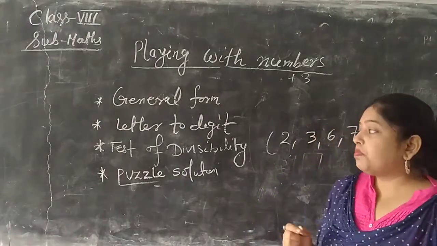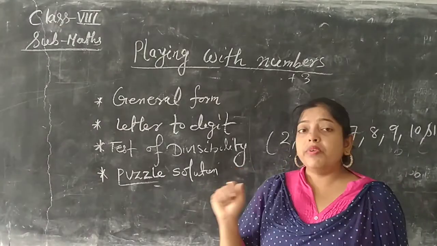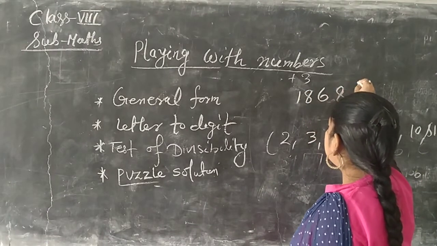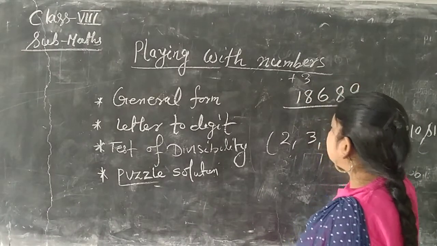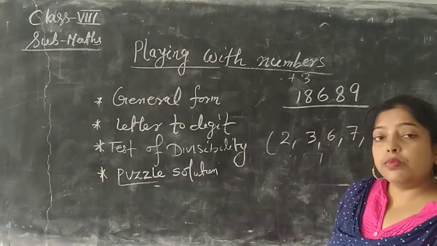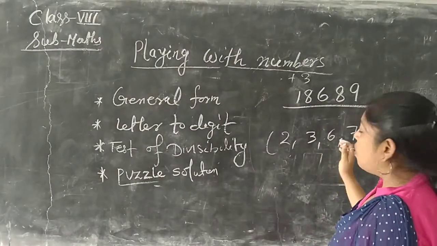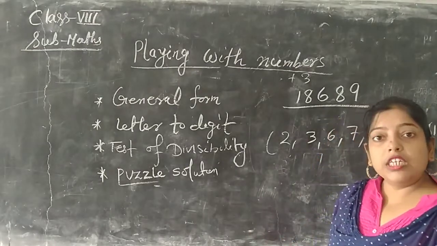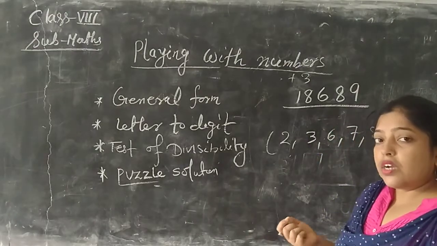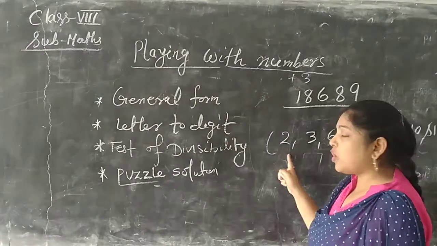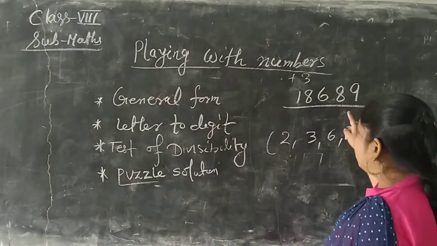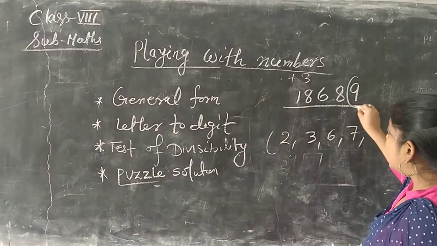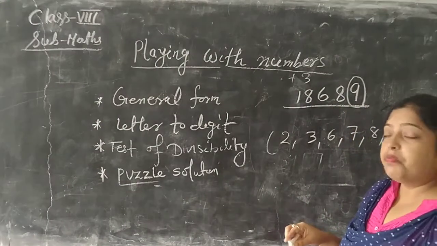we explain it. For example, we write 18689. Is this number divisible by 2? No. Why? How can we say that the number is not divisible by 2? The rule for the test of divisibility by 2 is that we look at the last digit, meaning the unit place.